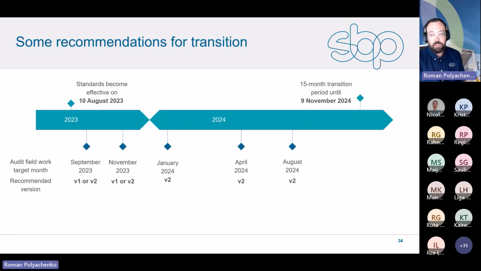very practical to start using version 2 right away, because otherwise, if they have the audit in April, for example, and still use version 1 for the audit, then in order to be in compliance with the transition requirements, they will need to have an extra scope change audit before the end of transition to do the change from version 1 to version 2. So again, for those who have, let's say, audits happening in December, January, February, and so on, it is strongly recommended to start preparing and start using version 2 of the standards.